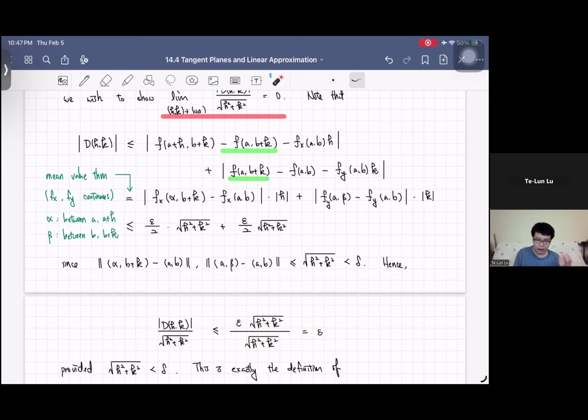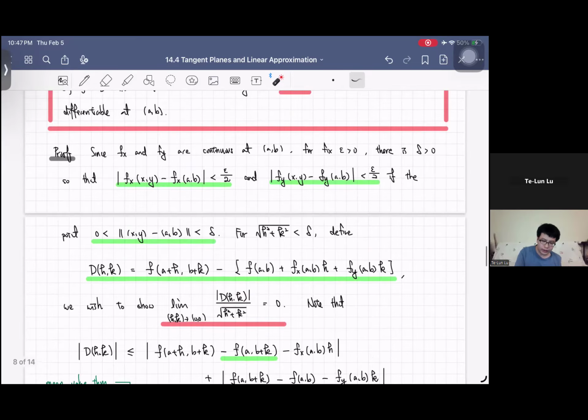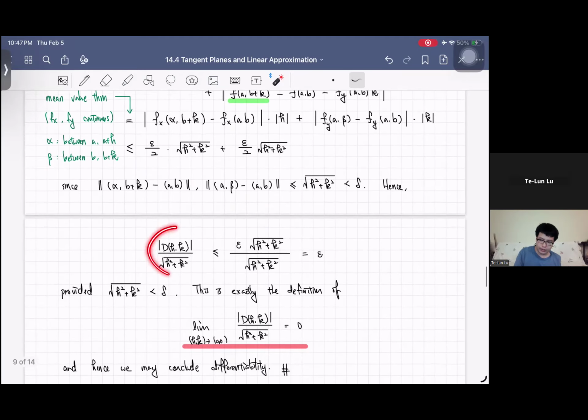So what are we actually saying? We're saying that whenever (x, y) and (a, b) are within distance delta, then this is less than or equal to epsilon, where epsilon is arbitrary. You can choose 0.1, 0.0001, 0.00001. So by the definition of the limit, we're just saying that the limit of d(h,k) divided by the square root of h squared plus k squared is 0. And this is differentiability, right?